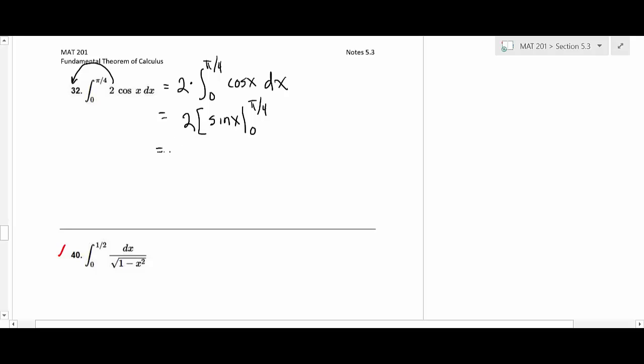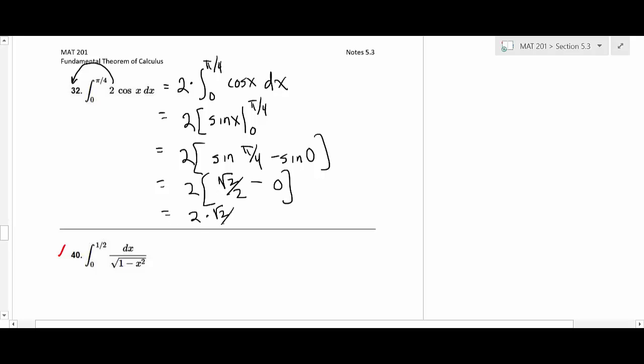Okay, so when you're doing the fundamental theorem, you're going to do sine of pi over 4, and then minus sine of 0 like that. So you got your antiderivative, same idea. This one's pretty straightforward, okay? All right, so what's the sine of pi over 4? Square root of 2 over 2, right? Sine of 0 is 0. So it looks like what you get is 2 times the square root of 2 over 2, so you get 2. Square root of 2, sorry. Okay, so that's the precise area under that curve.